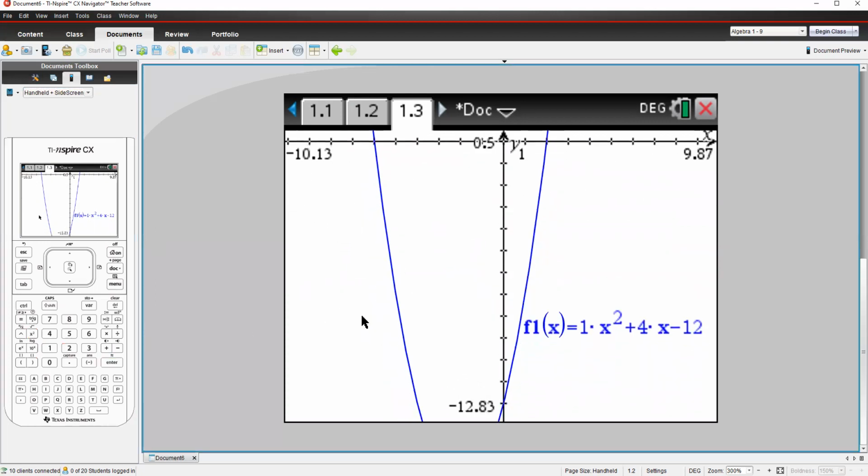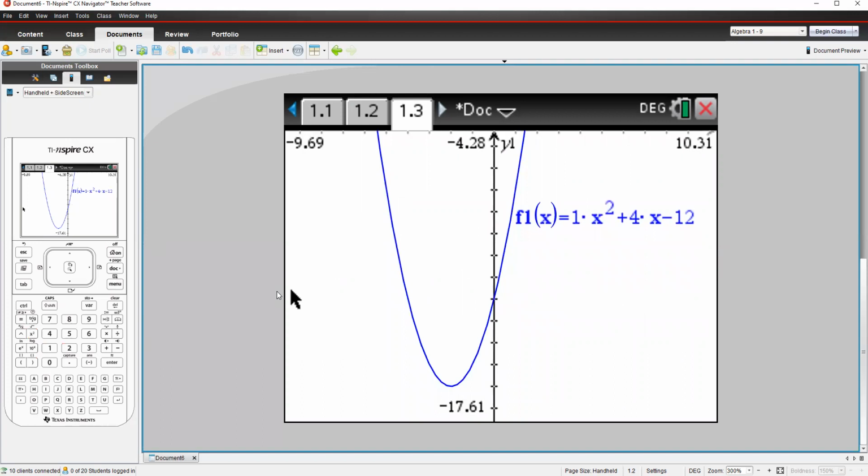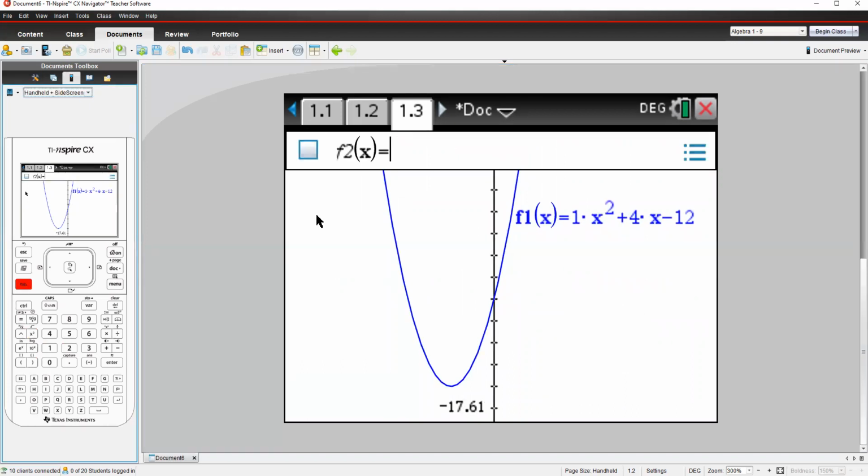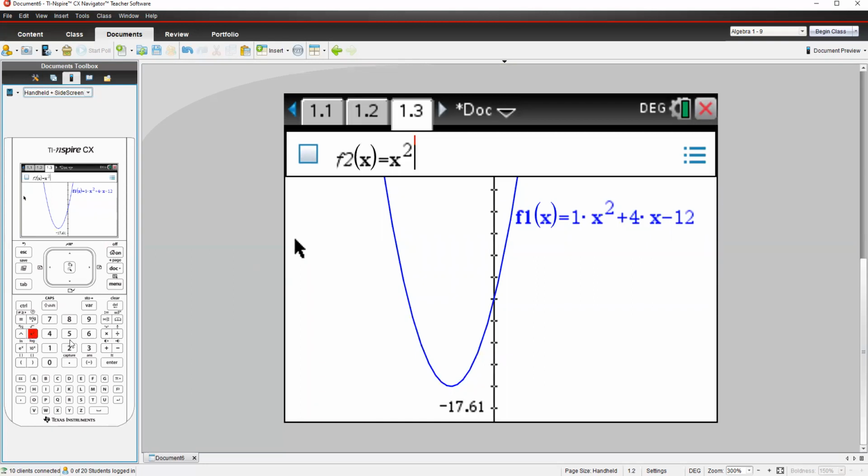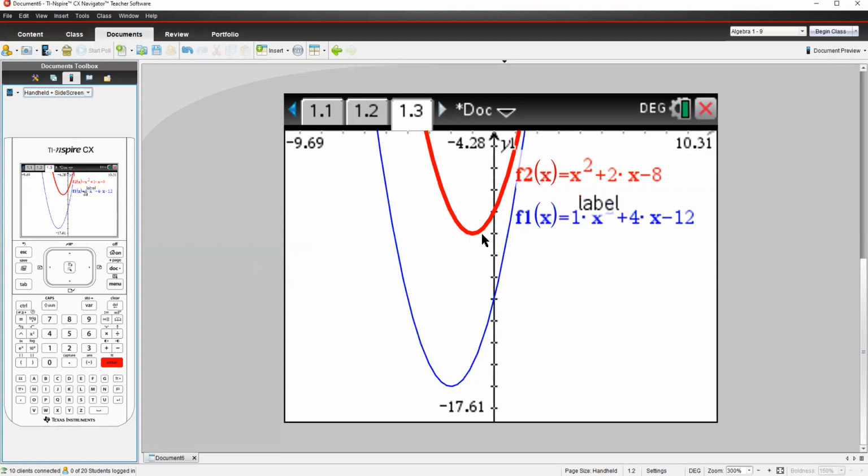I'm going to pull it up so I can see the minimum or the bottom. And now I'm going to enter the other function that they gave us. So this is going to be x squared plus 2x minus 8. Press enter. Boom. Now, it's obvious to me that the blue one has the lower minimum. And that's what the question was asking.